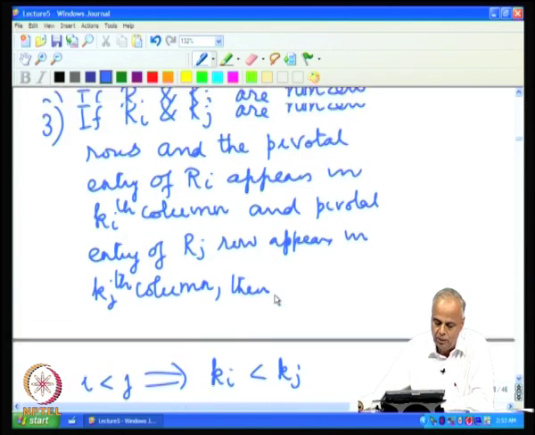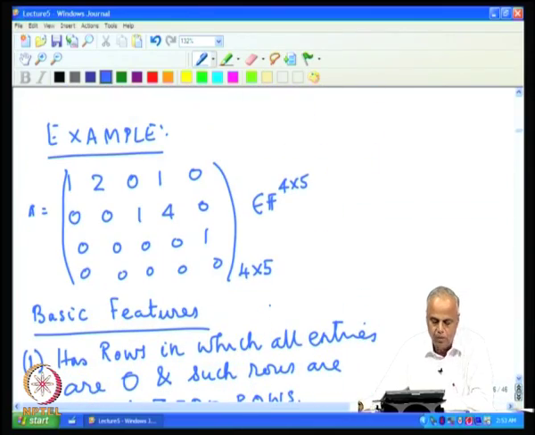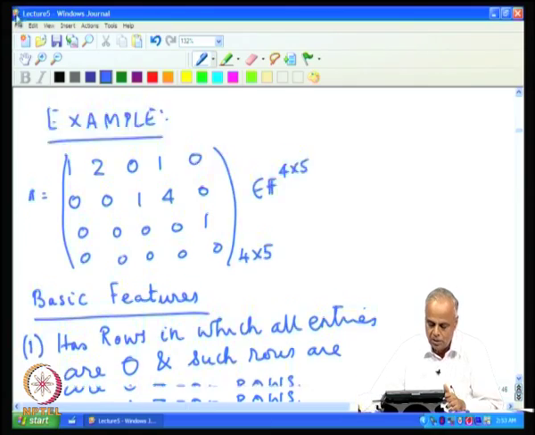Similarly, in our example, the first row had its pivotal entry in the first column and all other entries in the first column were 0. The second pivotal entry which appears in the second row is in the third column and all other entries in the third column are 0. The third pivotal entry which appears in the third non-zero row is in the fifth column and all other entries in the fifth column are 0.